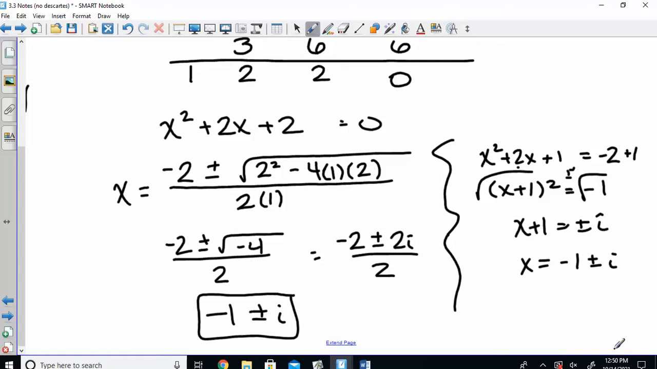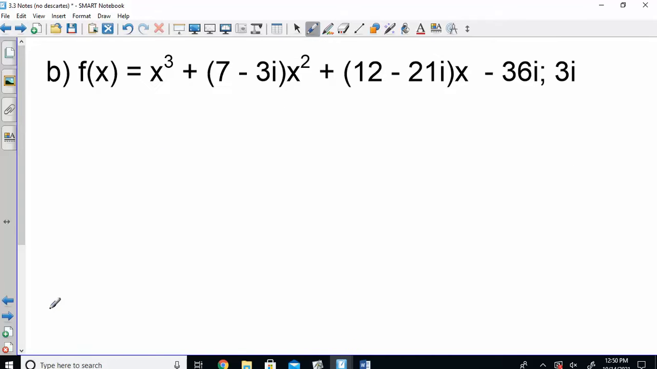I did not ask for the factored form. I just asked for the remaining zeros. Sorry, I already told you the 3. I'm just asking you to find the others, and we just found them. Those -1 plus i and -1 minus i were my other 2 zeros. So I would like for you to do this problem, please.